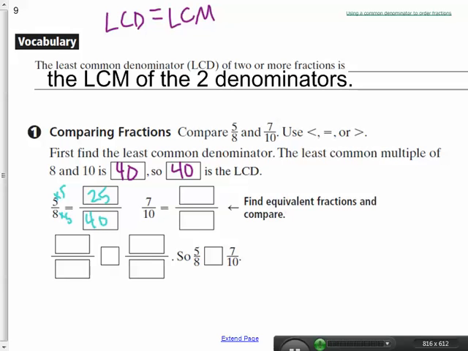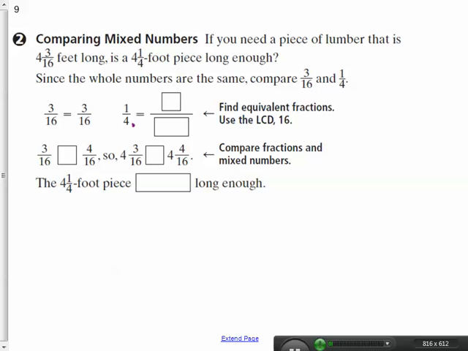And for 7/10, how am I going to get to 40? I'm going to multiply by 4. So I'm going to do 7 times 4 is 28. So 25/40ths and 28/40ths. 25/40ths is less than 28/40ths, so 5/8 is less than 7/10. So again, now I'm comparing apples to apples down here. 25 apples is less than 28 apples. All right, let's move on to another.